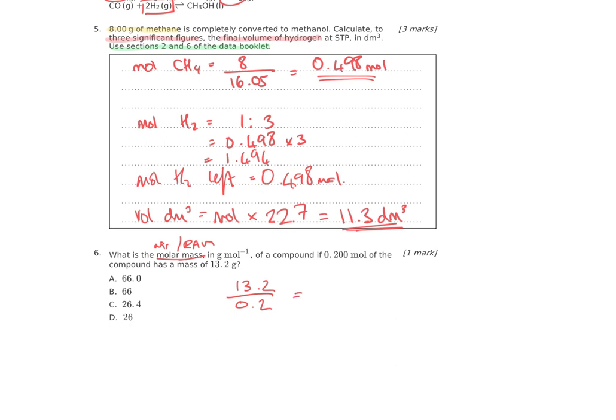Okay, so you're going to go, it's going to be 66. So that means these 2 are wrong. So it's going to be one of these 2. Well, you always write round to 1 or 2 decimal places. So it should be A. Okay.